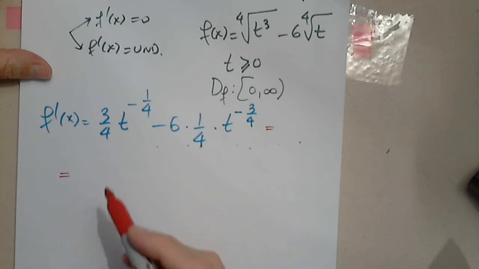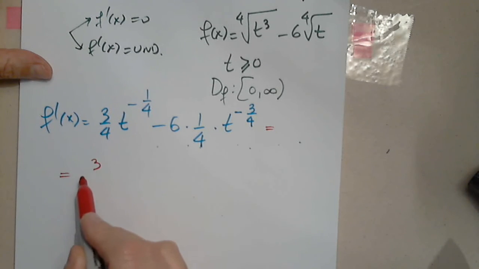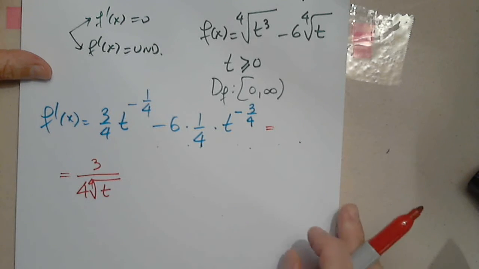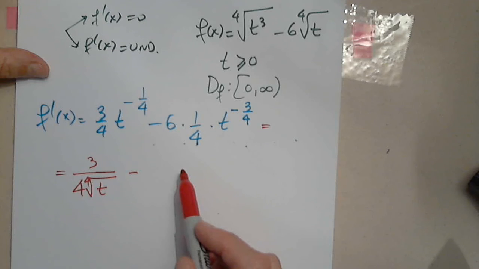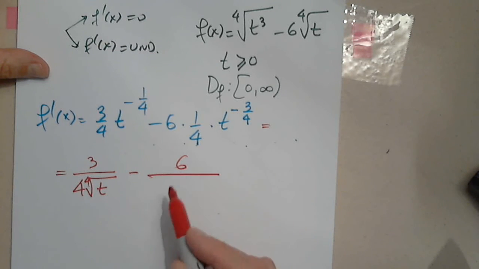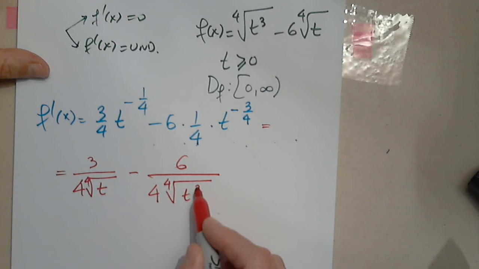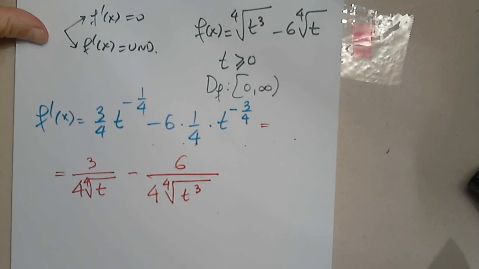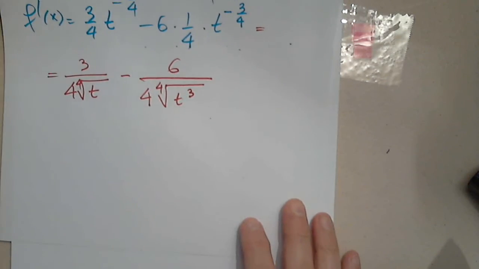So, okay, so I see 3/4 the 4th root of t minus 6/4, but the 4th root of t cubed. Let's look at this for a moment and let me know if this is clear. Is it possible to move the paper up a little bit? Oh, yes, yes. I'm sorry. Of course.